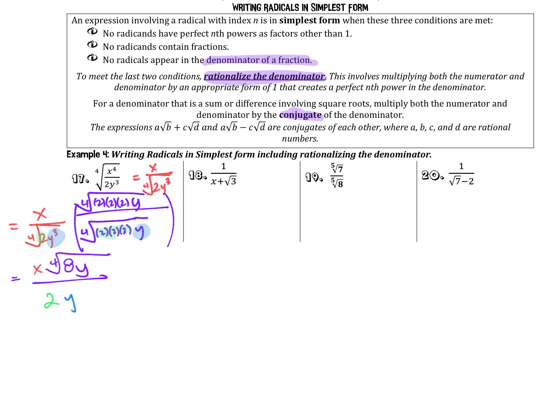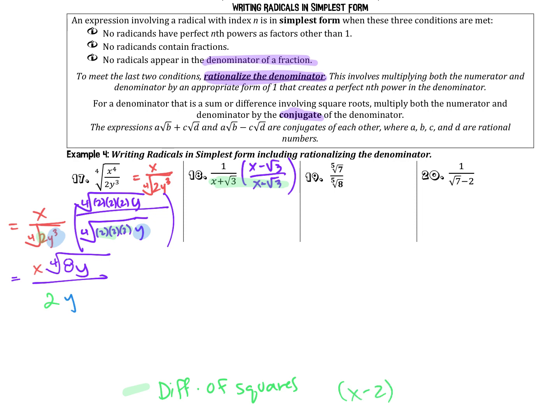In order to get rid of that, just like we did when we were learning about conjugates, we're actually going to multiply both the numerator and the denominator by the conjugate, which is going to be x minus the square root of 3. When we do that, remember our denominator is going to give us the difference of squares, which is going to make it easier to multiply, right?